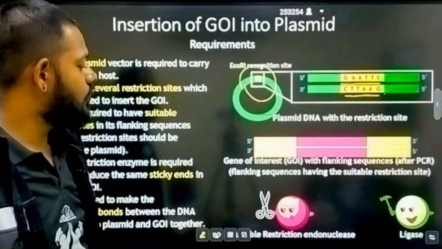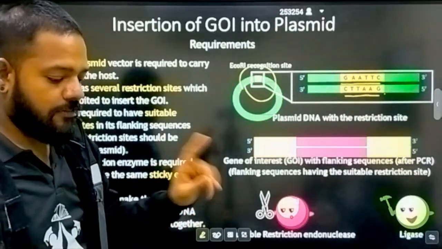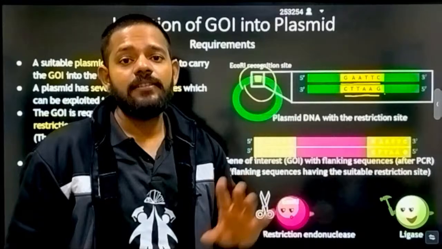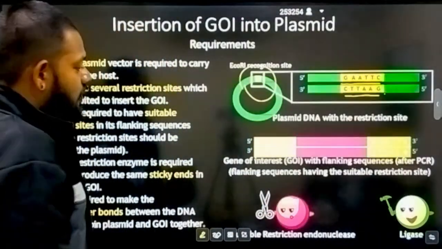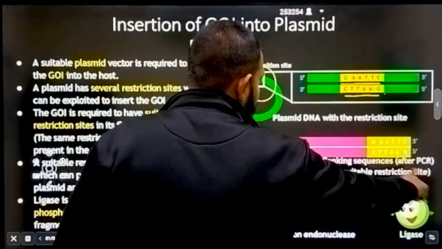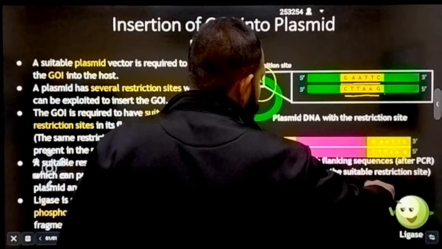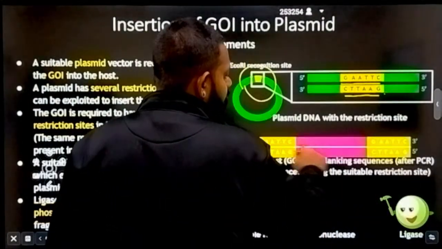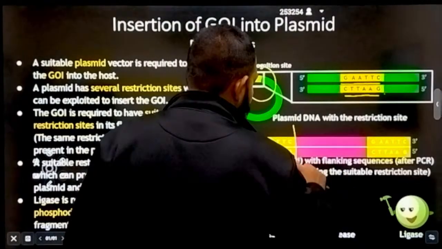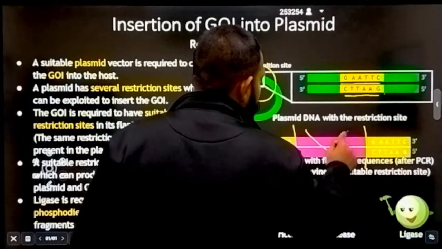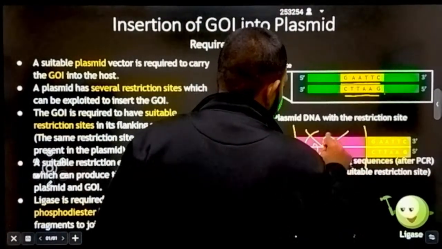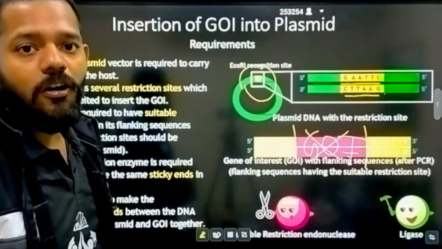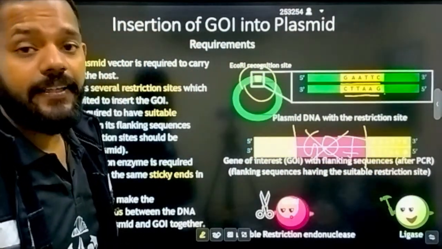So how can you cut? Two things are there. First, restriction endonuclease cuts that DNA, then ligase joins that DNA. Simple. So the gene of interest with flanking sequence after PCR has the suitable restriction sites. This middle pink part is your GOI, gene of interest, that you inserted inside the plasmid of that bacterium.